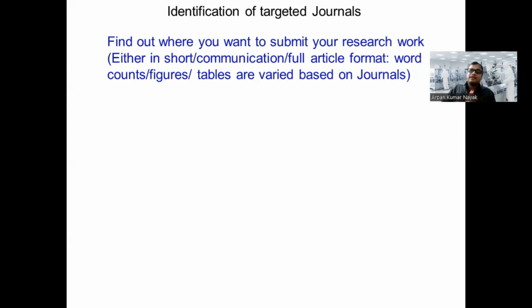Based on the journal website, they mention how many words or characters are allowed, how many pages, or how many figures you can use. So for a full article or for a communication article, what the researcher targets is important to know. You have to know that, and then based on that, you have to write.